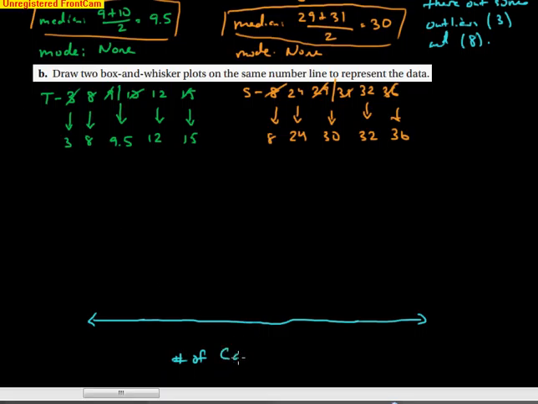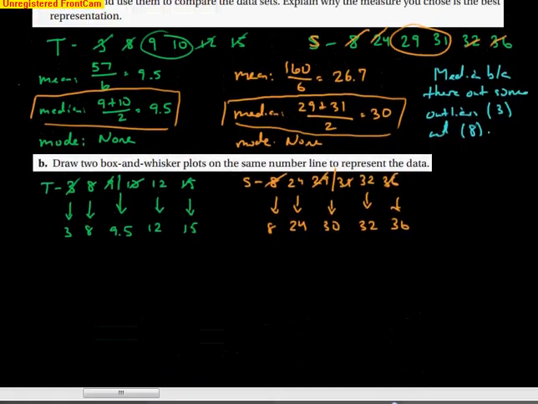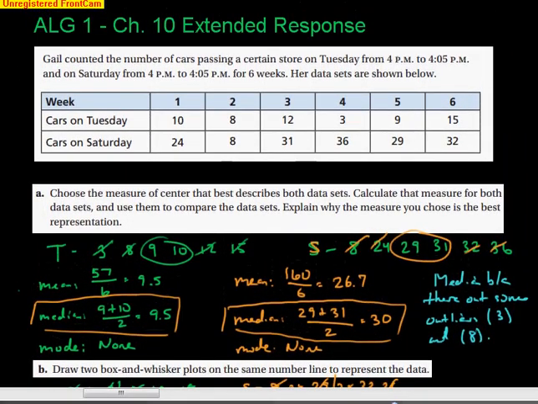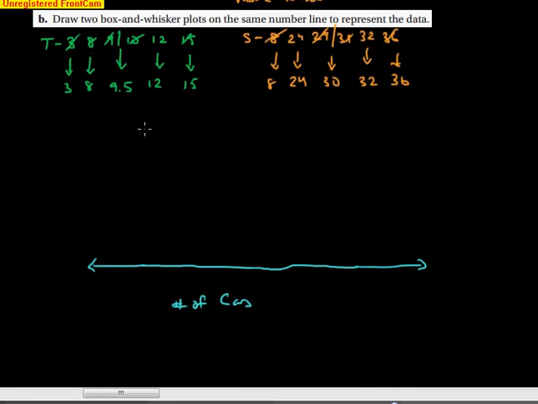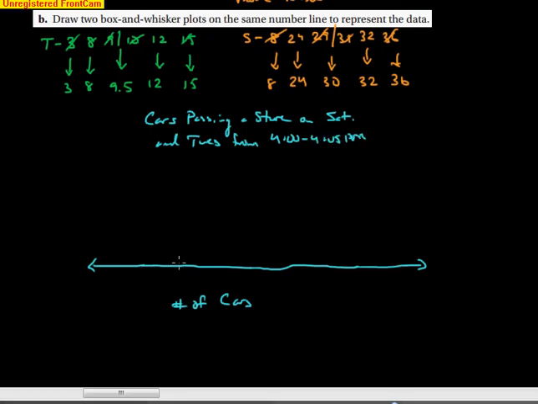Number of cars. And if you want to, what could we title this? Yale County, number of cars passing a certain store. So I would say cars passing a store on Saturday and Tuesday from 4 to 4:05 p.m. Something like that. Give yourself a title.